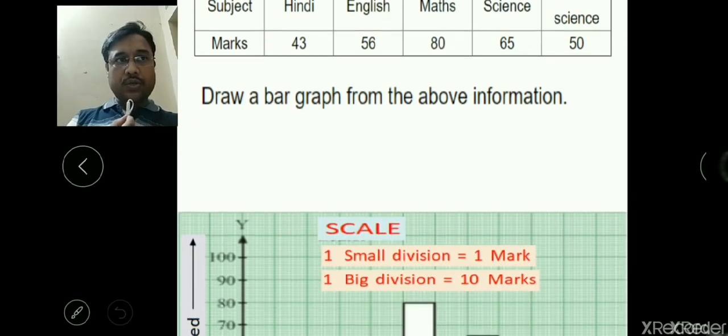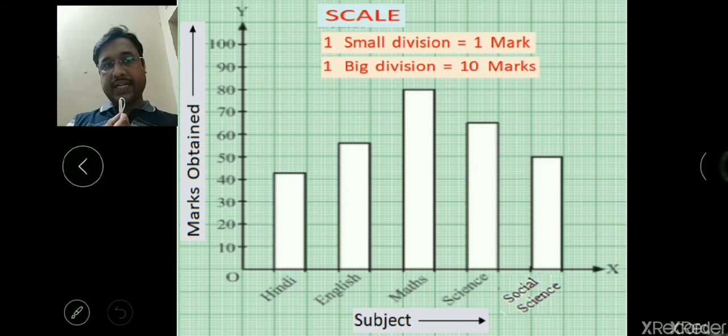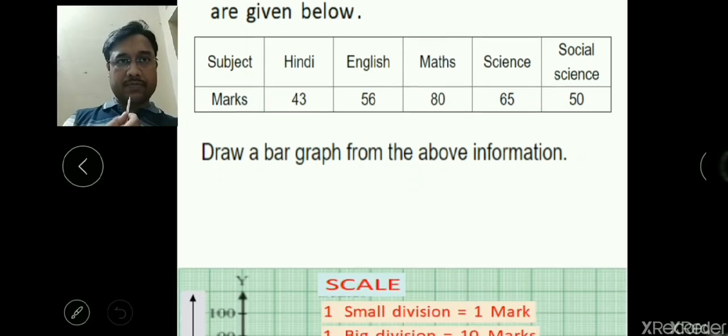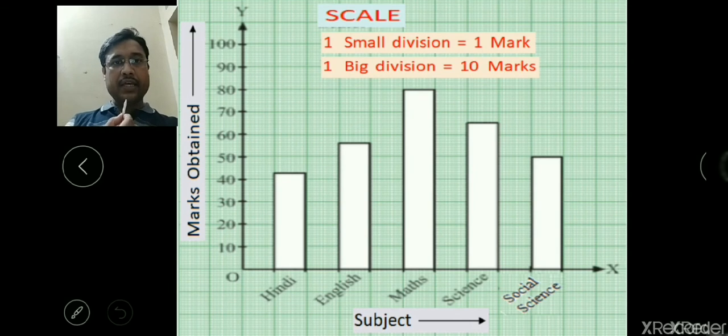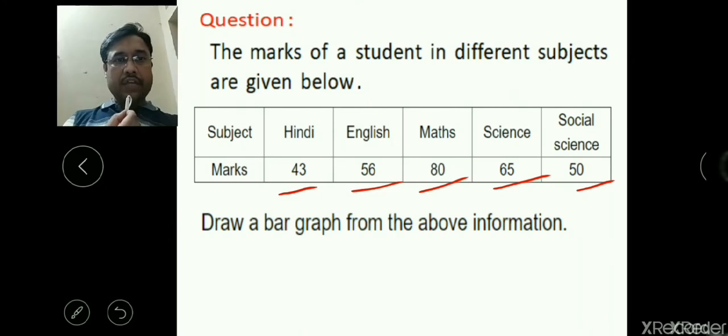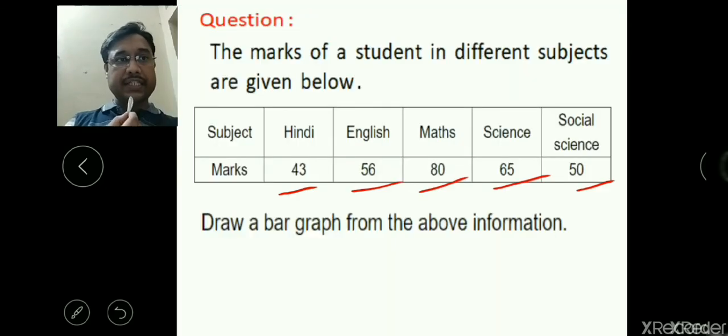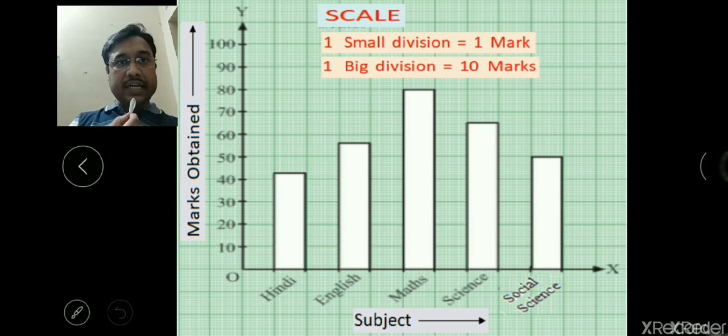So now you can see how you can represent the given numerical values from the table through a bar graph. See, in Hindi it shows 43, English 56, and Mathematics 80. You can see Hindi is represented here above 40, at 43, and the English data is 56, maths is 80.